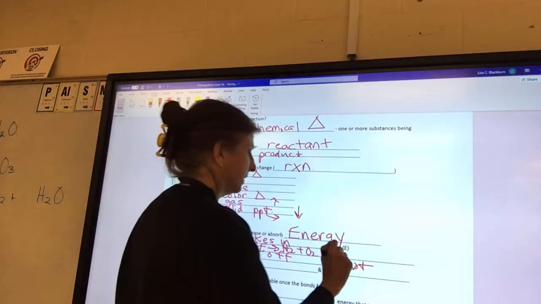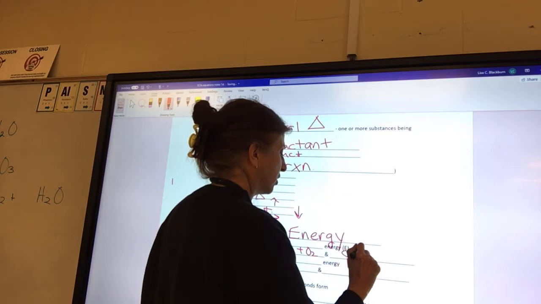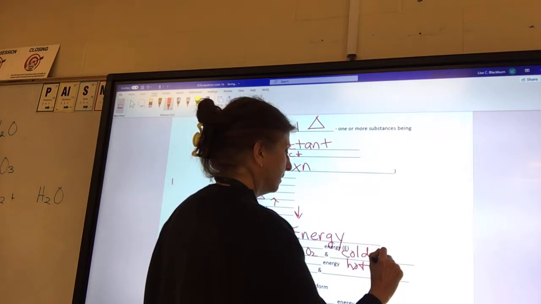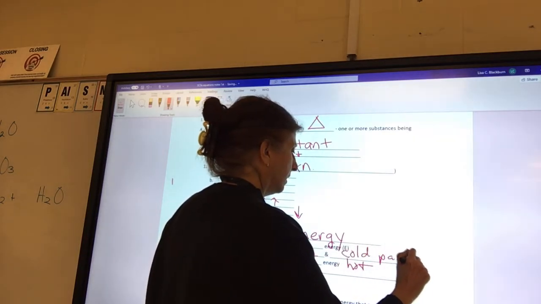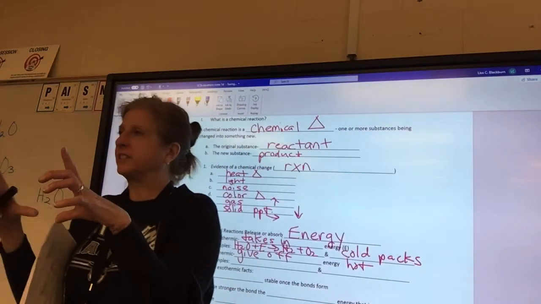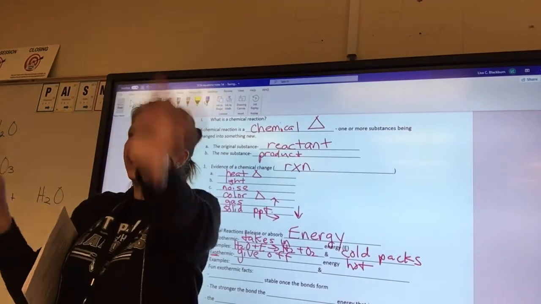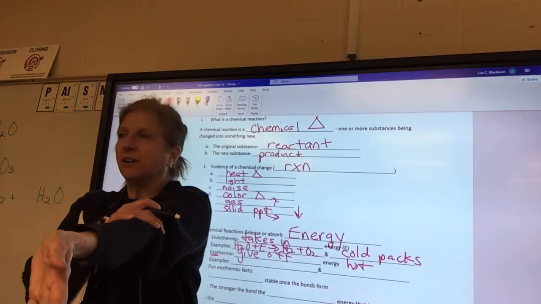Also, another one for the endothermic is cold packs. You know what I'm talking about? They're in the first aid kit. You break it, you shake it, it gets real cold, and you put it on what got hurt.